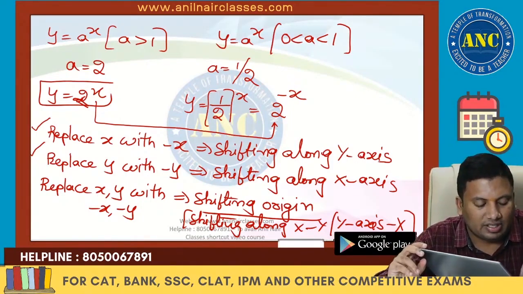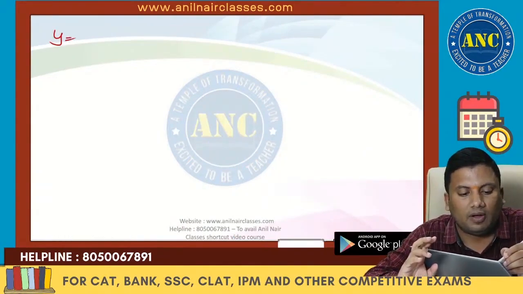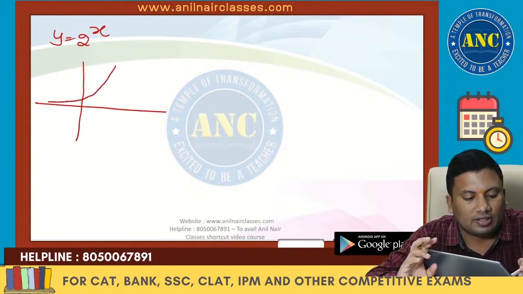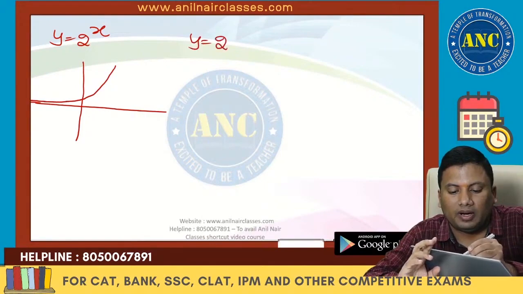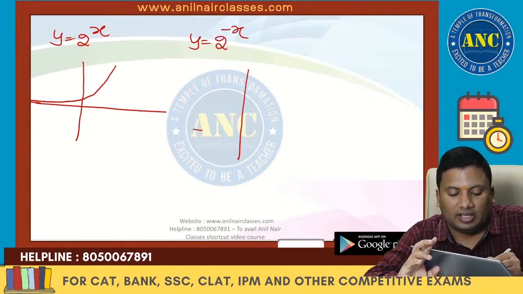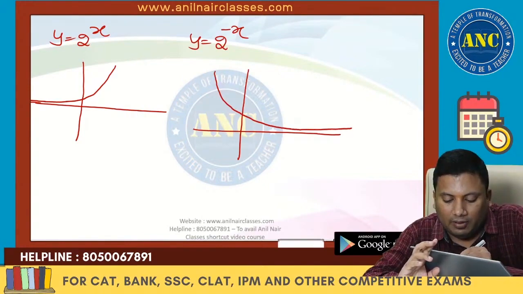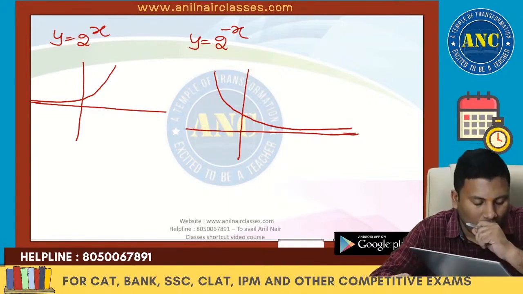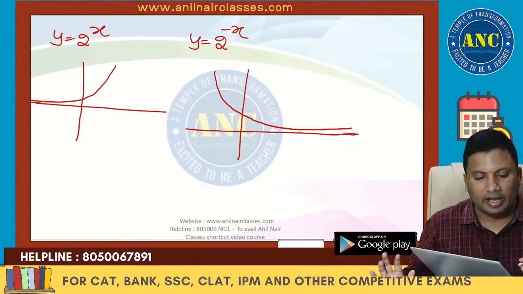Now listen carefully. A little bit of introduction to logarithm will be very useful for you to solve some of the problems. Y equals 2 power x is the graph. Y equals 2 power minus x, where x is replaced with minus x, the graph is shifted along the y-axis. I hope it is clear.